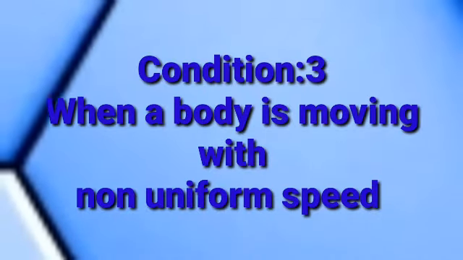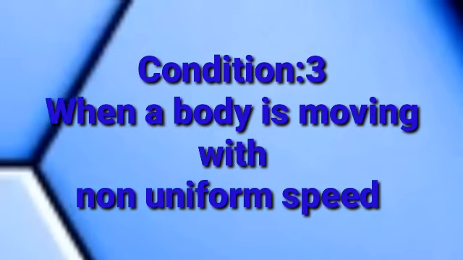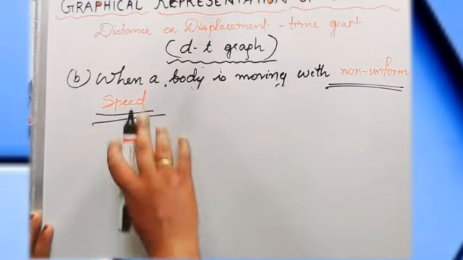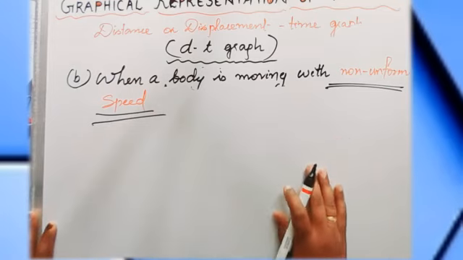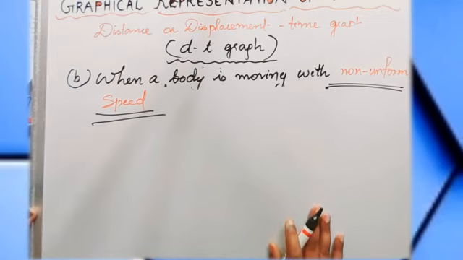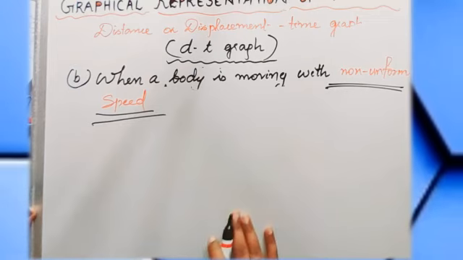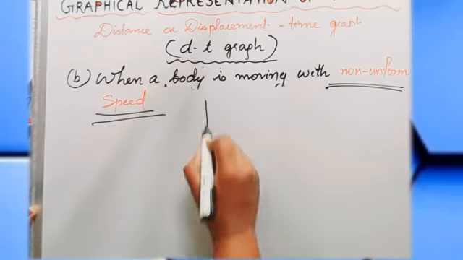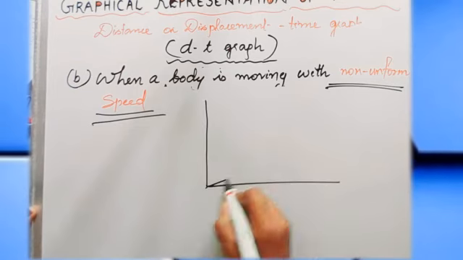Condition 3, when a body is moving with non-uniform speed. When a body is moving with non-uniform speed, here we will get the graph. No need to write the examples. Non-uniform motion, non-uniform speed or non-uniform acceleration. In this case, we will get the graph like this.